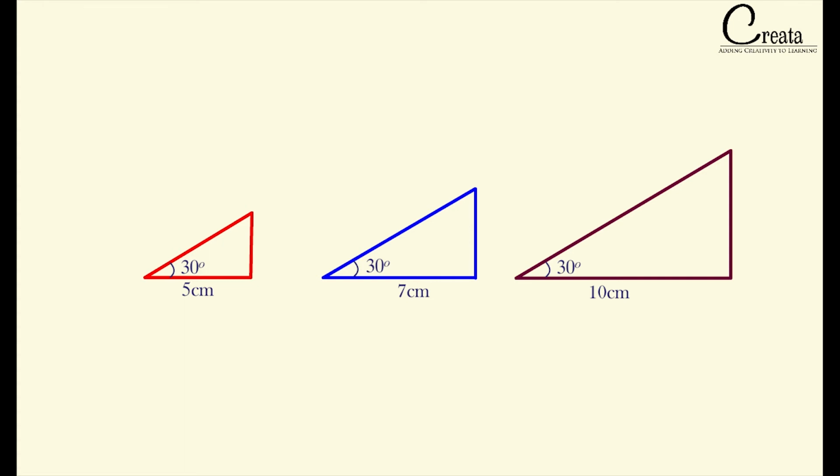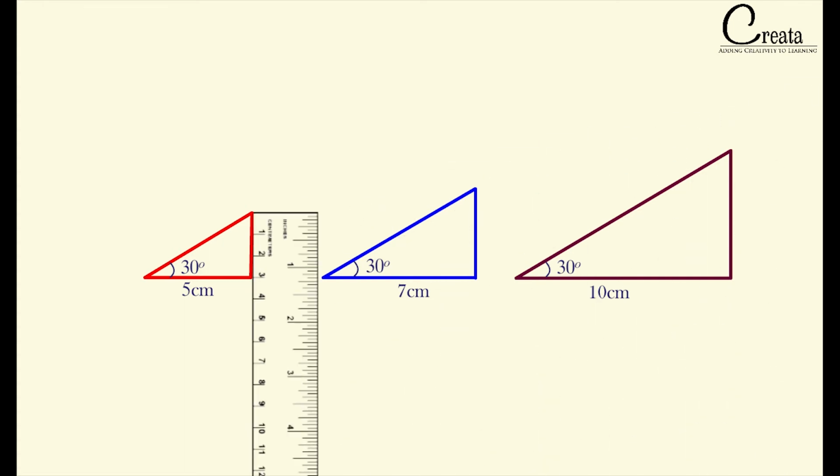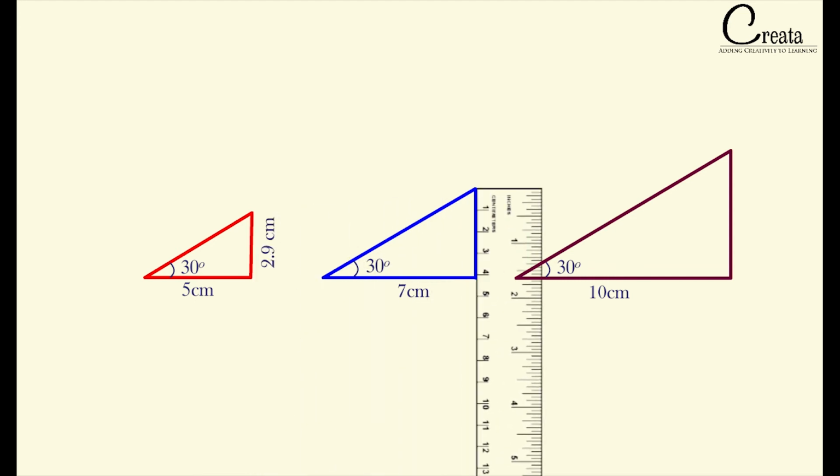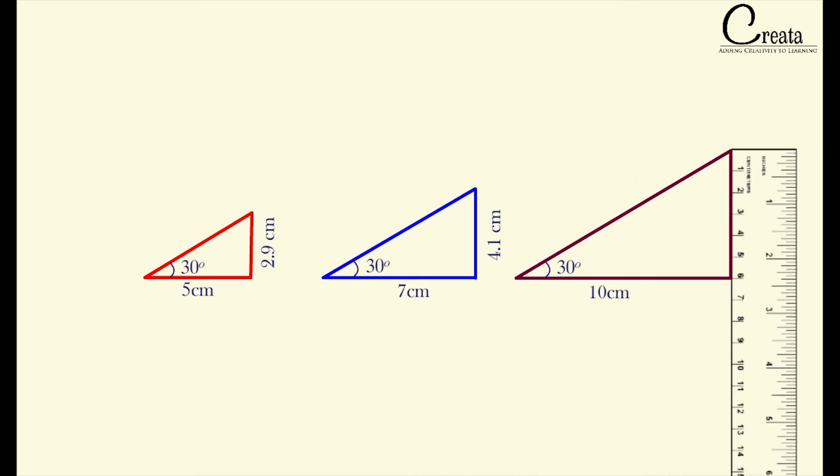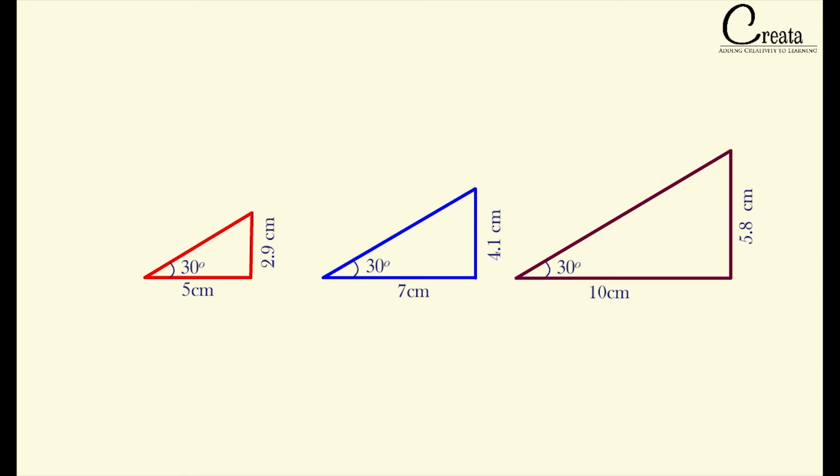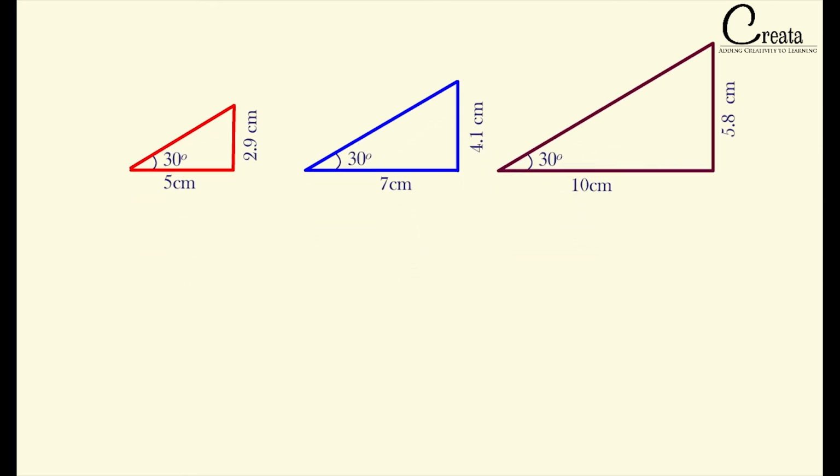Now let's measure the perpendicular with the help of a scale. For the first triangle, we will get perpendicular as 2.9 centimeters. For the second triangle, it will be 4.1 centimeters. And for the third triangle, it will be 5.8 centimeters. Okay, we have used the scale to measure the perpendicular. Now let's check the ratio of perpendicular over base for all the three triangles.